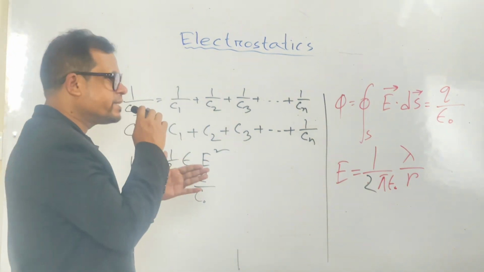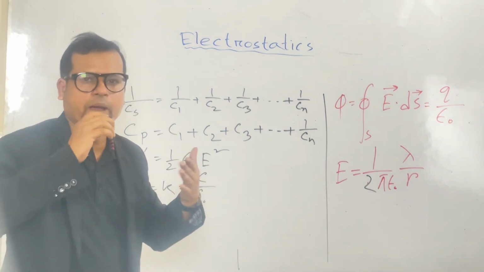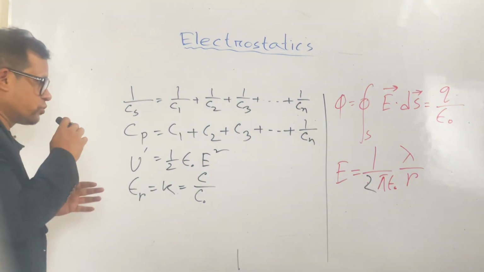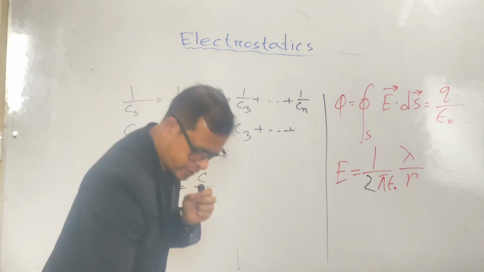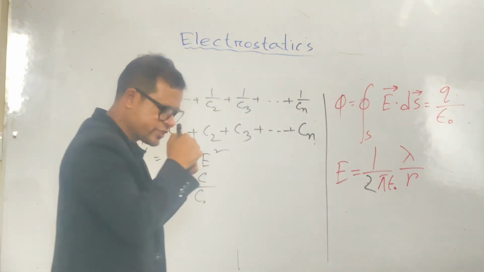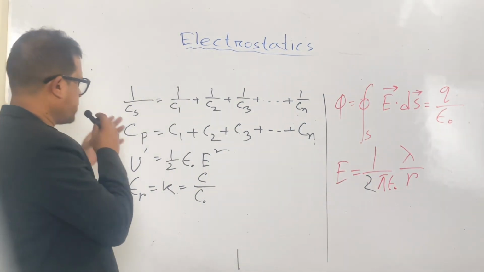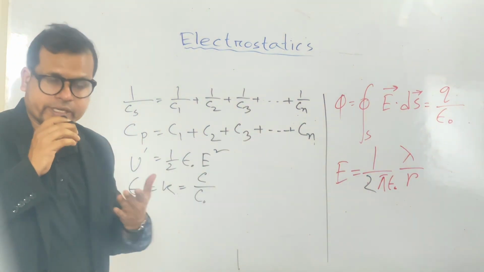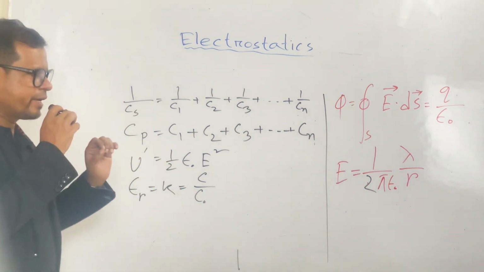For capacitors connected in parallel, we apply this formula: Cp equal to C1 plus C2 plus C3 plus dot dot dot plus Cn. Cn is the capacitance of the nth capacitor. Okay, Cp equal to C1 plus C2 plus C3 plus dot dot dot, due to the parallel connection.